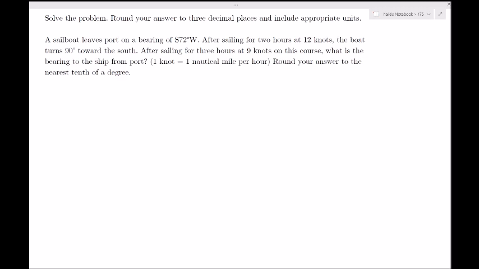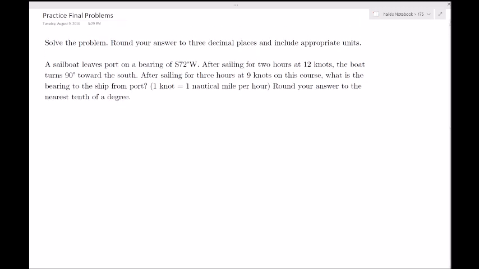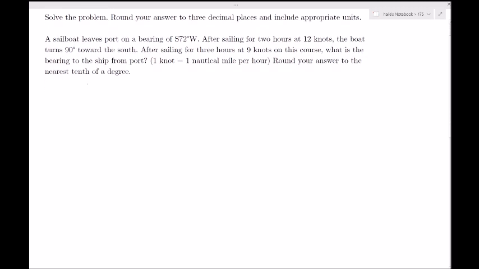So I think the easiest thing to do with these is to start with a picture. Since we're dealing with bearings, I'm going to start with a set of axes, and we have our north, south, east, and west. So the first bearing we have is south 72 degrees west. That means we're going to use the south axis, and from the south axis we're going to have a 72-degree angle pointing to the west. So that might look like this. So this angle is 72 degrees.